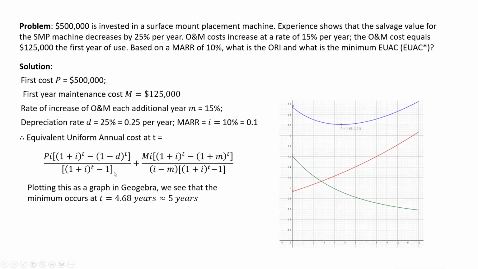So what do you need to do? You need to take the derivative of this with respect to t and set it equal to 0 and solve for t. And guess what? If you do that, you will know exactly what the value is. If you figure it out in terms of all of this, you don't even need to draw any graphs. You have what is called a closed form solution for the optimal replacement interval.